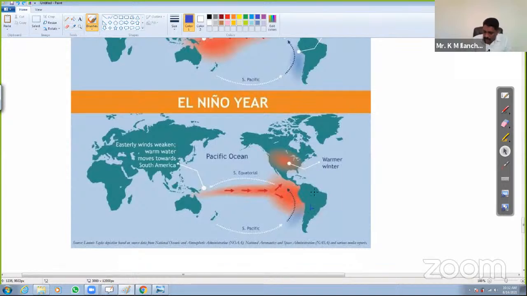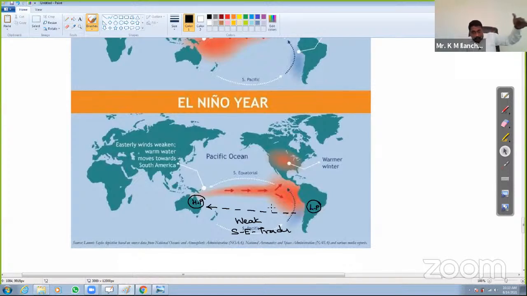The Peruvian coast becomes a low pressure, and the Australian coast becomes high pressure. As the case, the southeastern trade wind becomes weak. What you experience is a weak southeastern trade. If the southeastern trade of the Pacific Ocean becomes weak, the southeastern trade of the Indian Ocean will become weak, and the southwest monsoon itself will become weak. So that's what happens during El Nino condition.